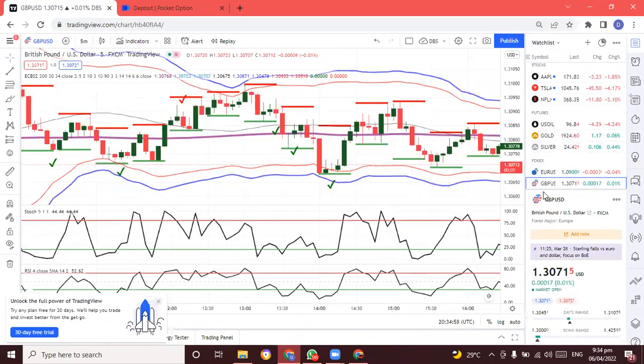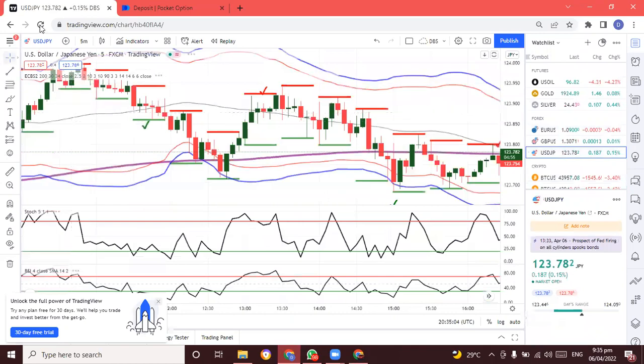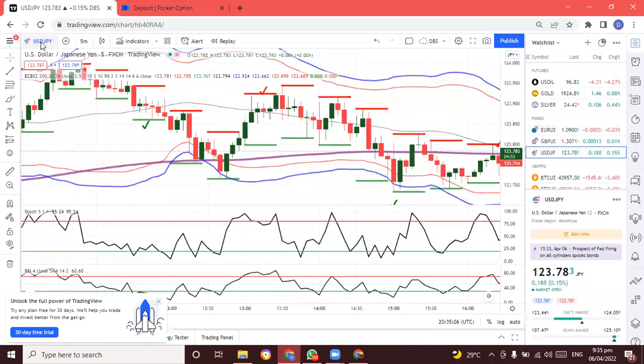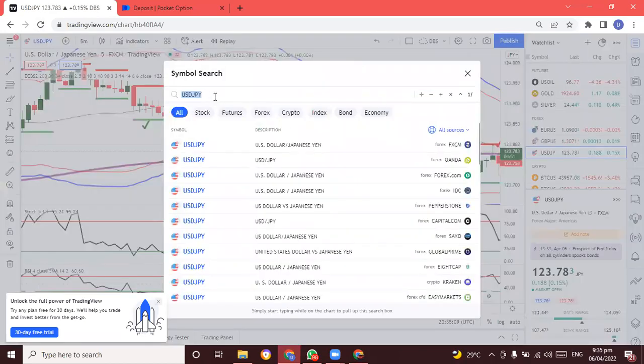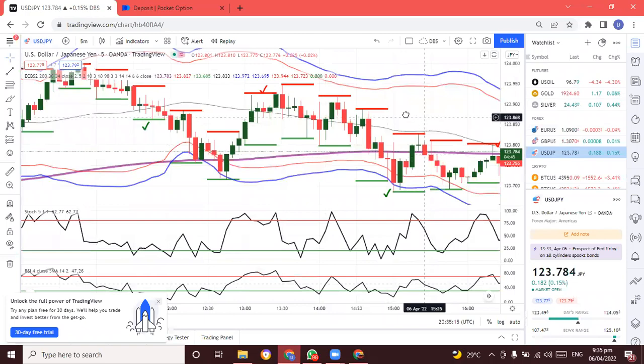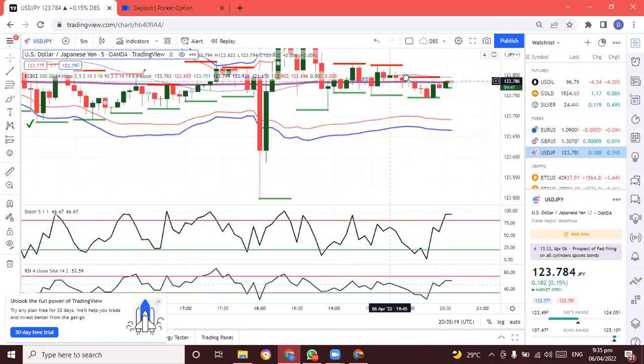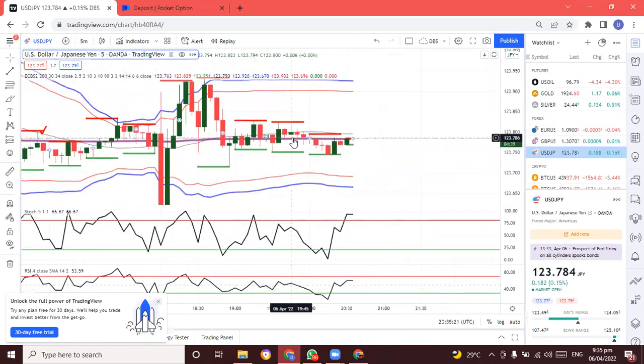Okay, let's look at USD JPY. For you to understand it, you just come to that place, you type USD JPY, and click it. USD JPY. So what's happening on USD JPY?